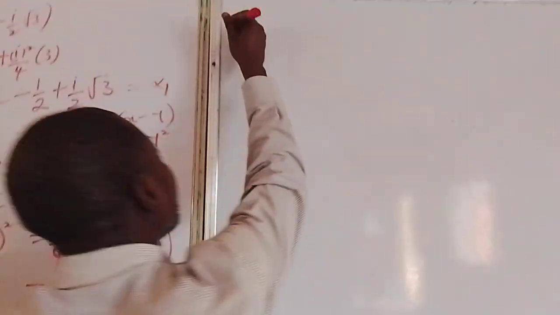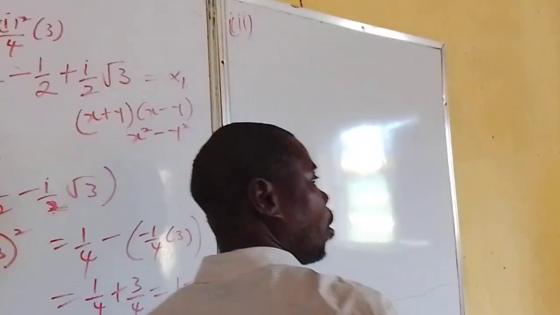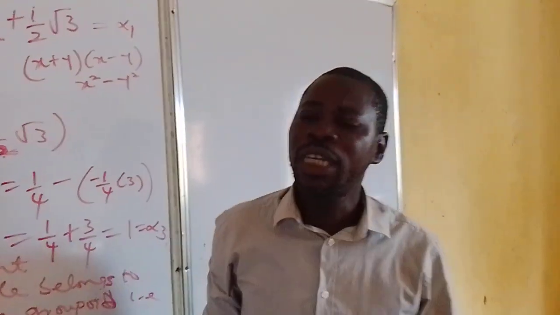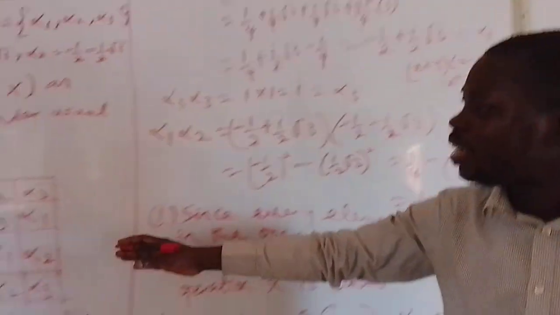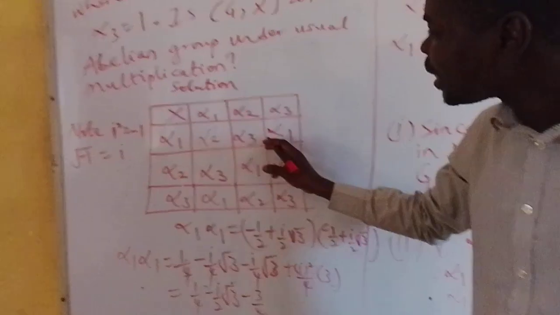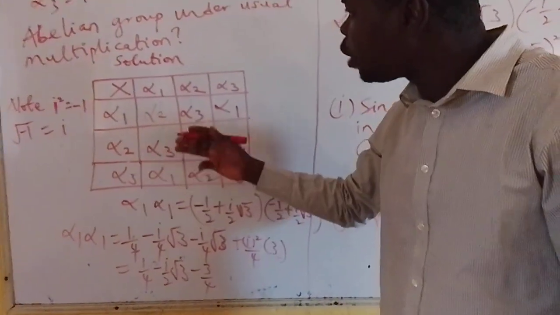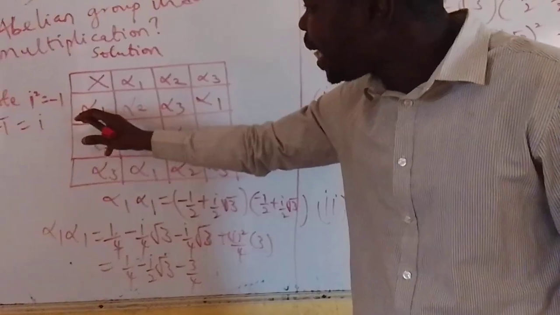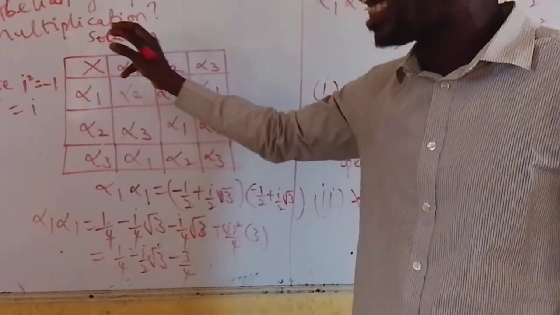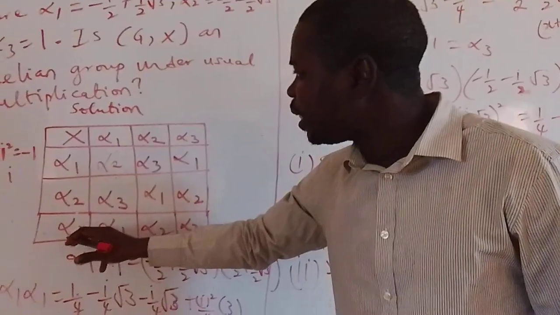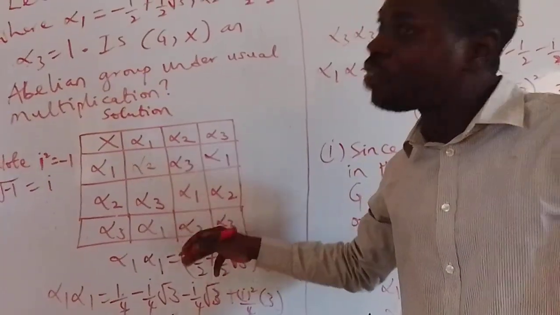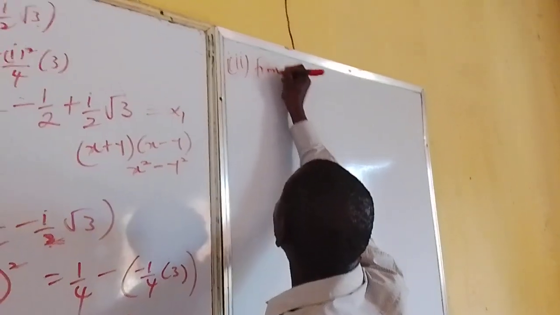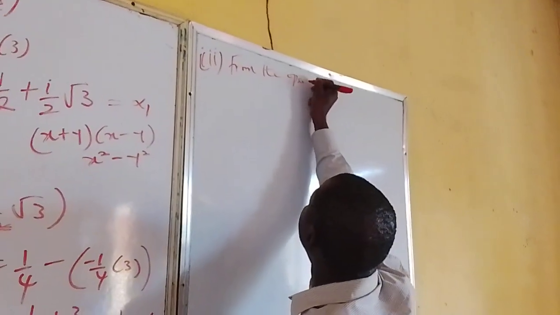Then 3. We need to prove the property of identity. Now it is crystal clear from the operation table that the identity element is alpha 3, because I know that when you operate alpha 3 with any of alpha 1 and alpha 2, nothing has changed, because alpha 1, alpha 3 is alpha 1, alpha 2, alpha 3 is alpha 2, and alpha 3 multiplied by itself is also alpha 3.